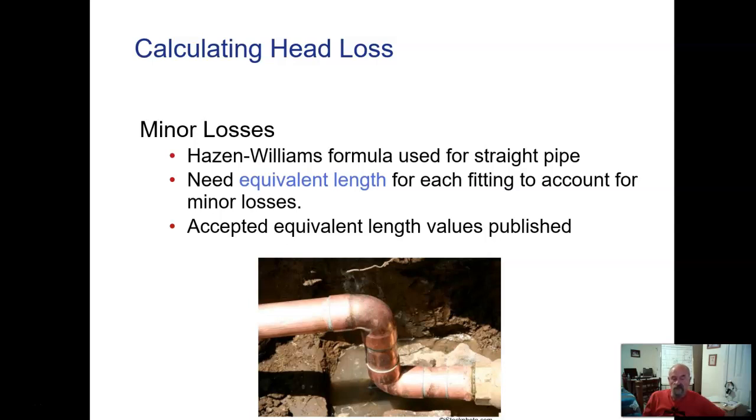So you just add the equivalent length of each fitting to the actual length of the straight pipe, and it's easier to figure that way. So we obtain a fictitious total equivalent length that should yield the same head loss that results in the system.